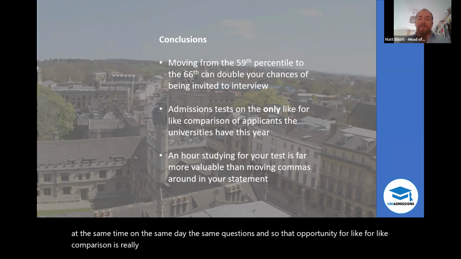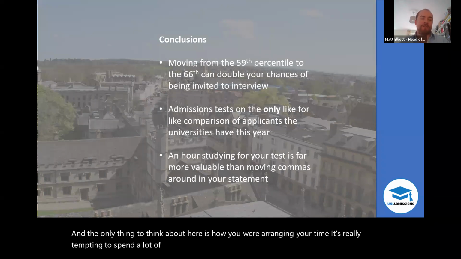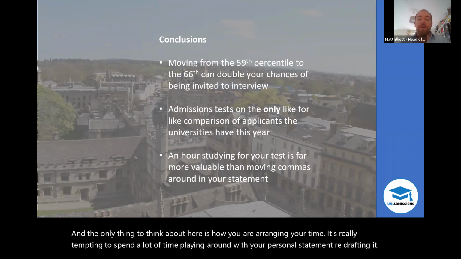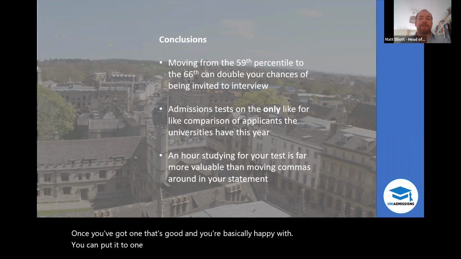And the other thing to think about here is how you're arranging your time. It's really tempting to spend a lot of time playing around with your personal statement, redrafting it. Once you've got one that's good and you're basically happy with, you can put it to one side. You're going to make a much bigger difference to your chances through the test than you are in the statement.